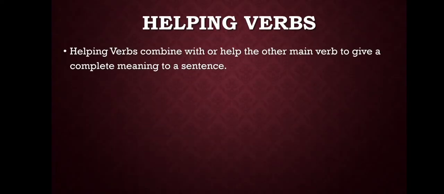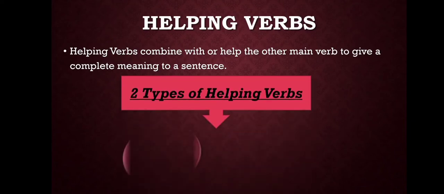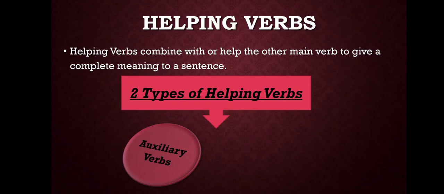Next is helping verbs. Helping verbs are used as a helper, combining with the main verb to give a complete meaning to a sentence. There are two types of helping verbs: auxiliary verbs and modal verbs. So what are the auxiliary verbs?